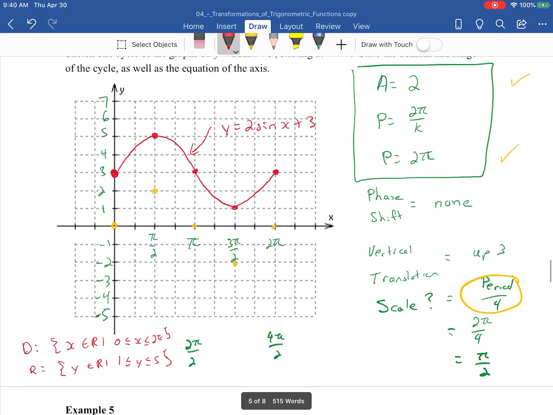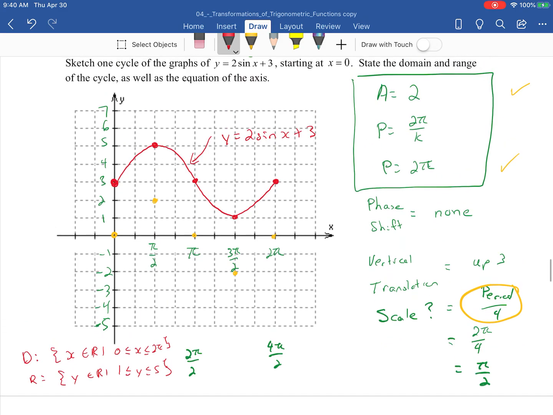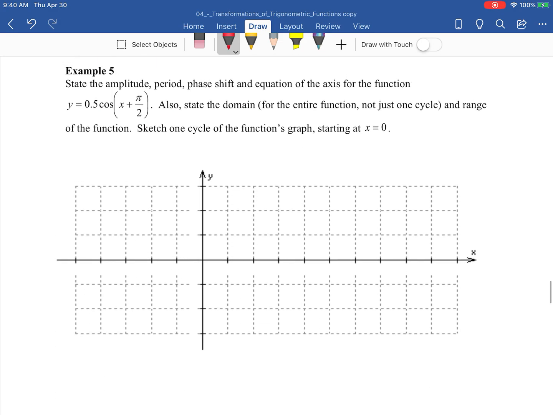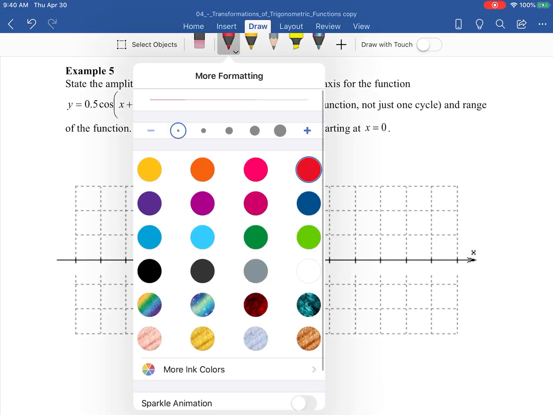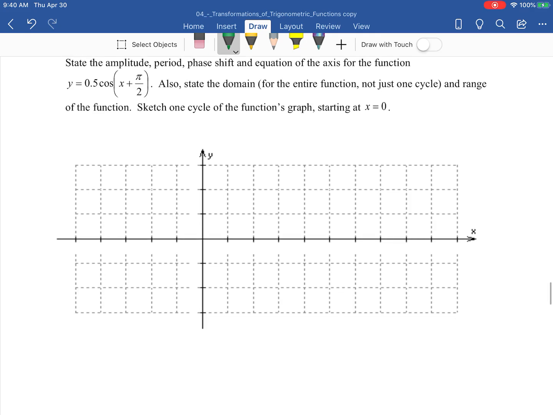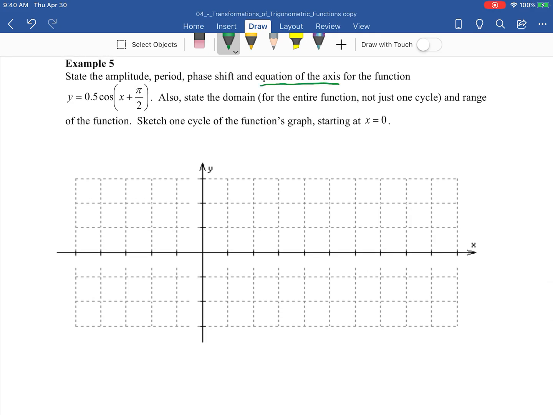All right, so hopefully you now see a set of steps, and I'm going to use that set of steps again and again and again now for the next few examples. So if you're like, okay, I sort of get all the steps, but not really, that's okay. I'm just going to keep repeating them over and over again. This one here, example 5 now. Switch back to that green, which I like. It says state the amplitude, period, phase shift, and equation of the axis. I haven't talked about equation of the axis yet, but I will by the end of this example.